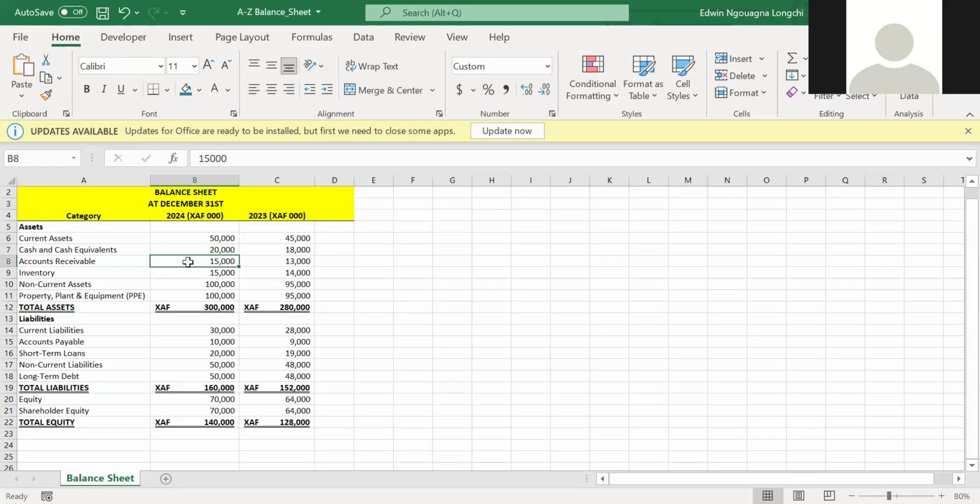Accounts receivable is money that you are still to receive. You have already given out goods, but money has not yet come in. So you get it from the debtors register. Inventory comes from your stock. You must value all that is in your store, in your warehouse. Non-current assets. What are non-current assets?